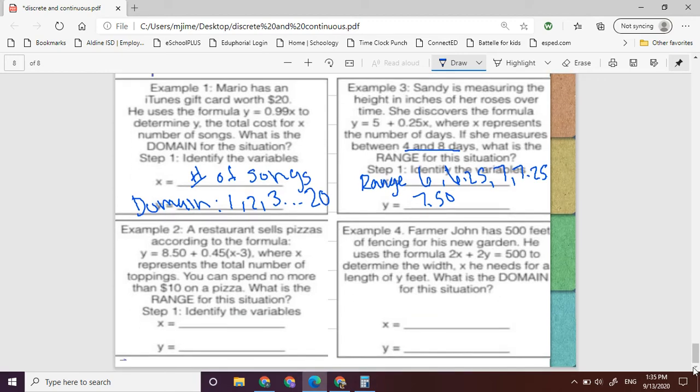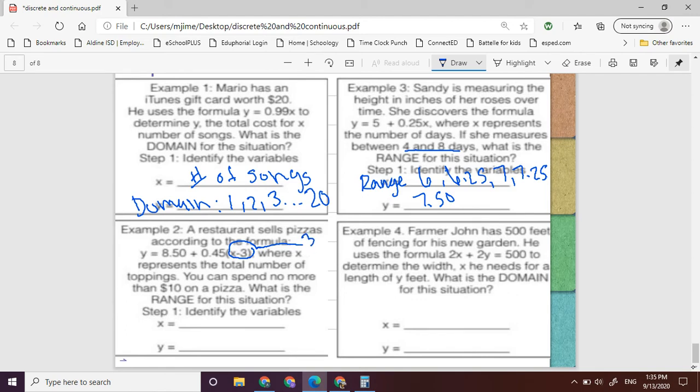Going down at the bottom. The restaurant sells pizzas according to the table formula. This right here, where x represents the total number of toppings. Okay, I want to talk about this right here because this is going to be different. And you guys are going to be like, what does that mean? This means that they gave you 3.